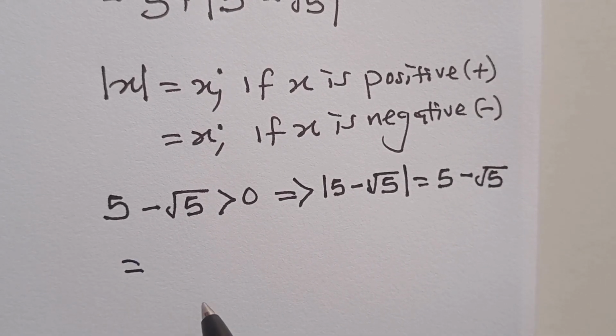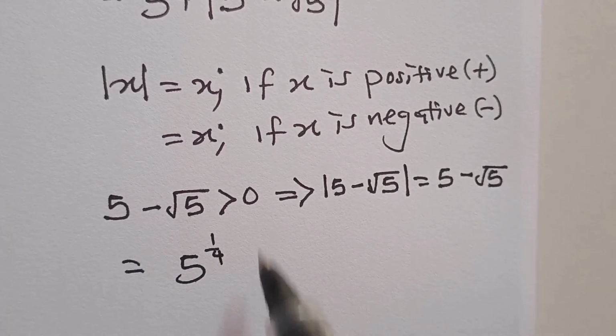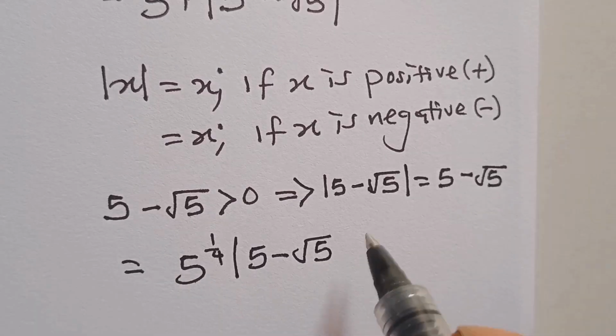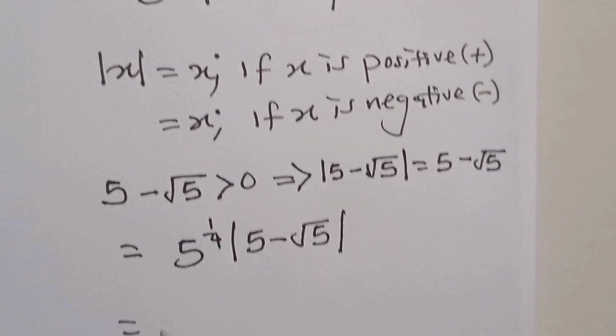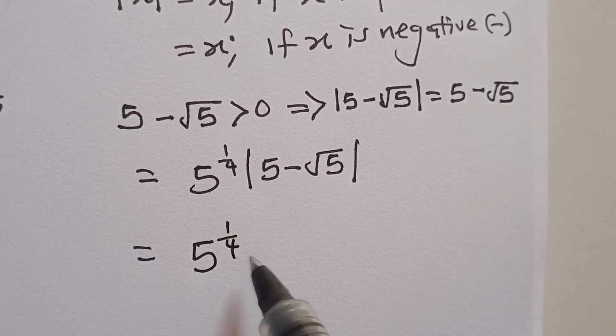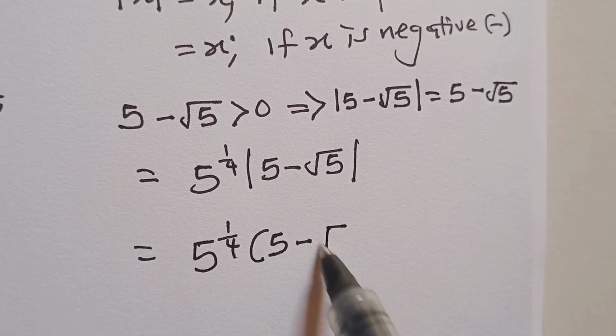You will now be equal to 5 raised to power 1 over 4, absolute value of 5 minus square root of 5. So this simply means 5 raised to power 1 over 4 into bracket 5 minus square root of 5.